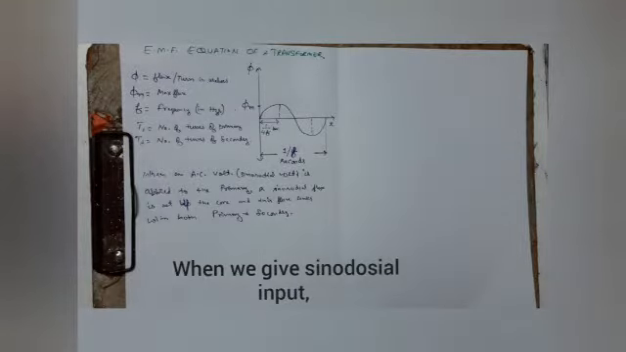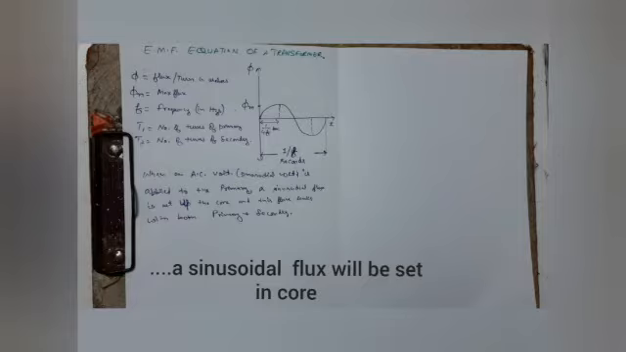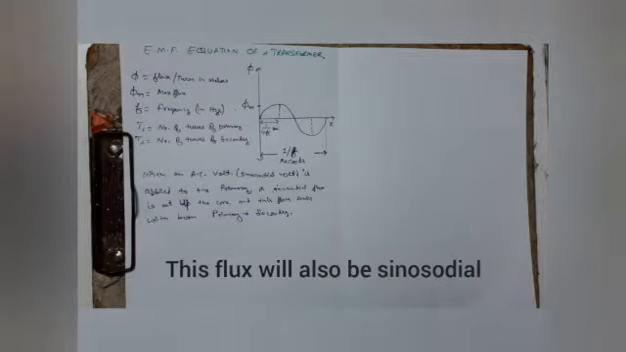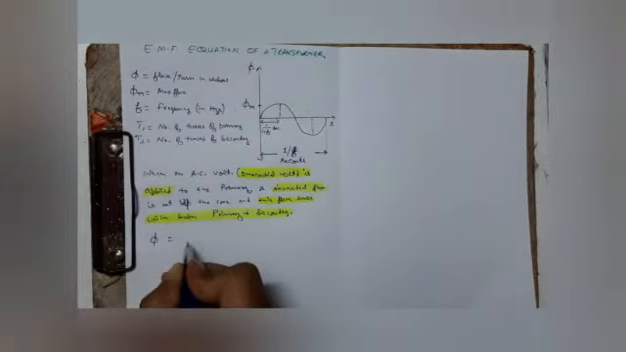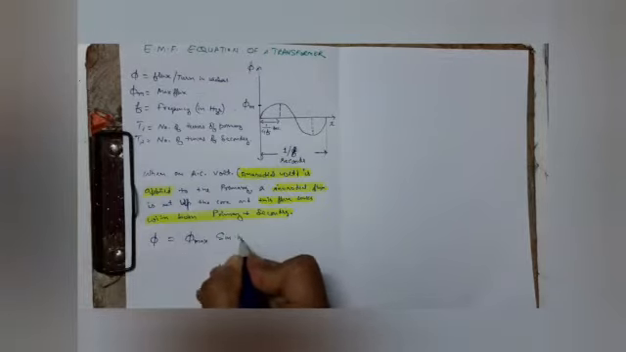So when we give an AC input, that is a sinusoidal input, to the primary, a sinusoidal flux will be set up in the core. This flux will link with both the primary and secondary, and that flux will also be sinusoidal. That flux will be given by phi is equal to phi max sin omega t.